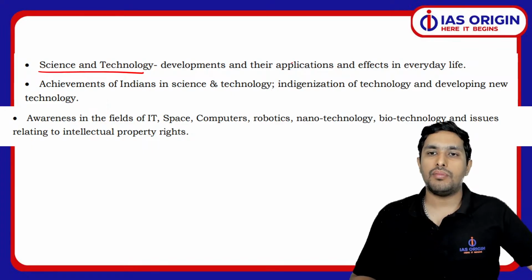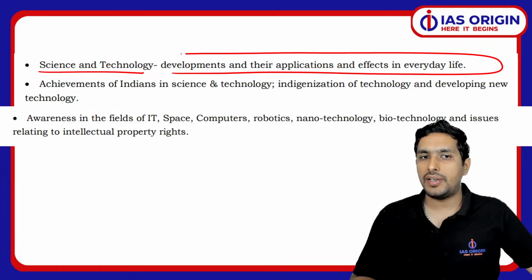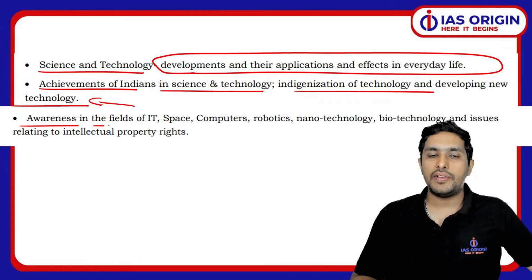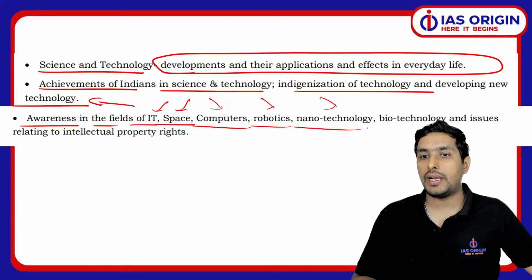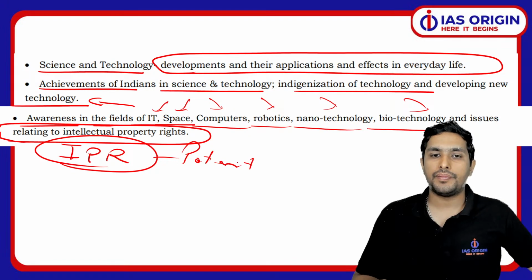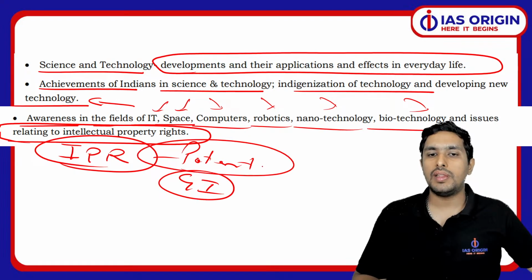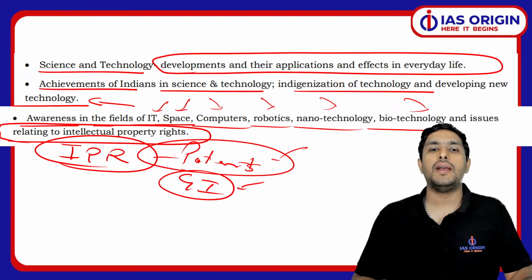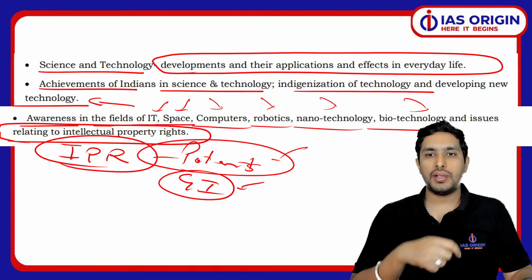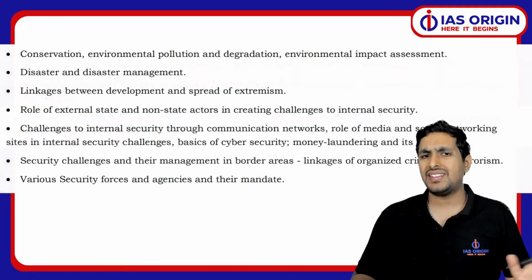So science and tech, the use of science and tech in our everyday life. Then we have achievements of Indians in science and tech, indigenization of technology we talk about. That's important. Awareness in the fields of IT, space, computers, robotics, nanotechnology, biotechnology. All the IPR issues are certainly important. Intellectual property rights, like we talk about patents, geographical indications. All these are certainly going to be important. So we have to understand this point very specifically. Clear? So all in all, I would want you to have a decent command over the syllabus.